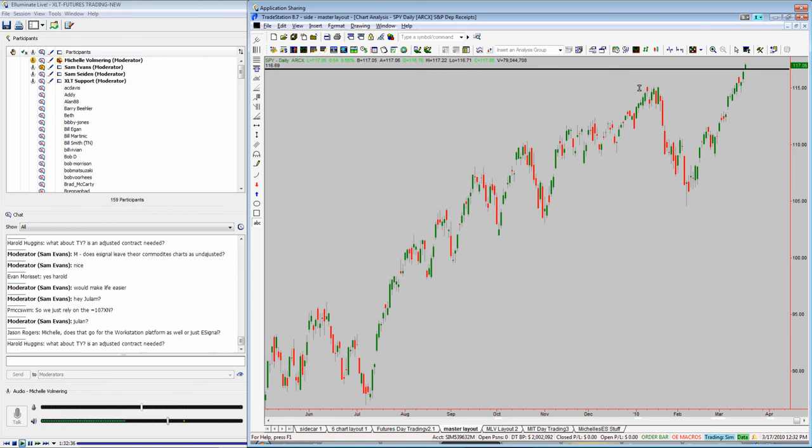Don't use them on TY. Don't use them on the currencies. Don't use them on the commodities.